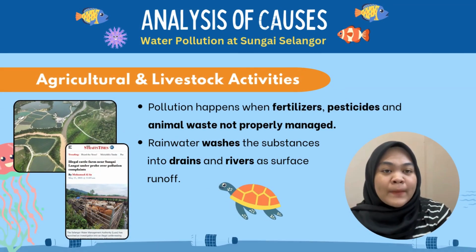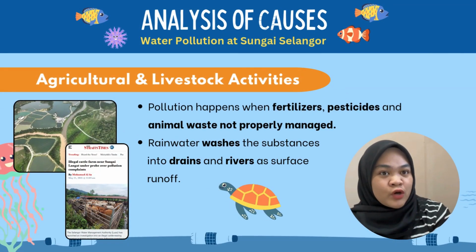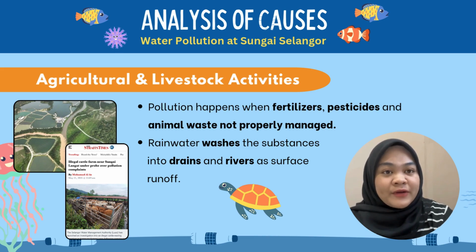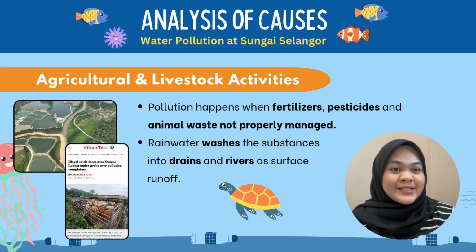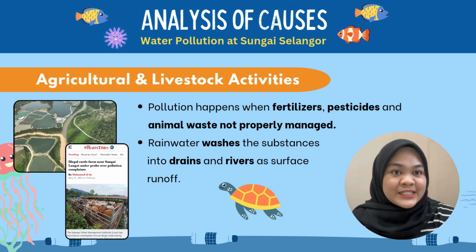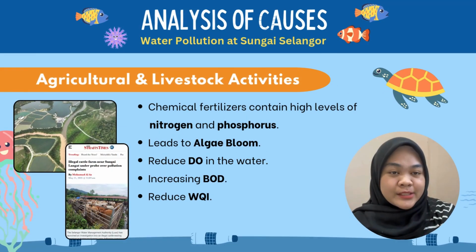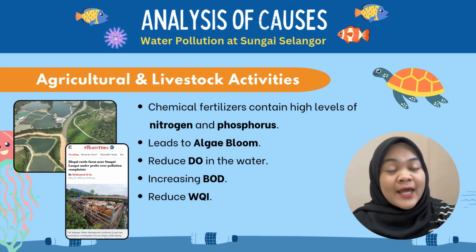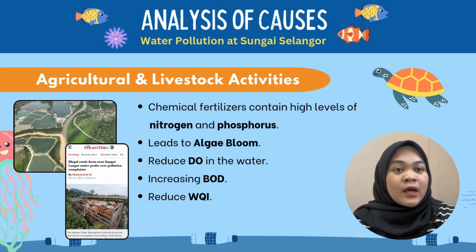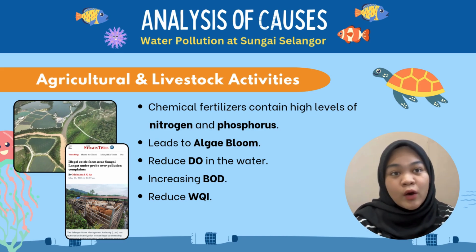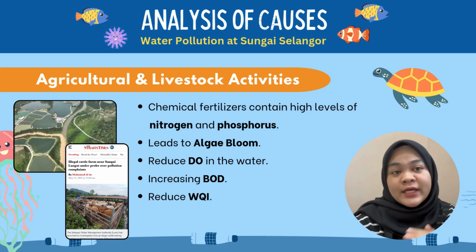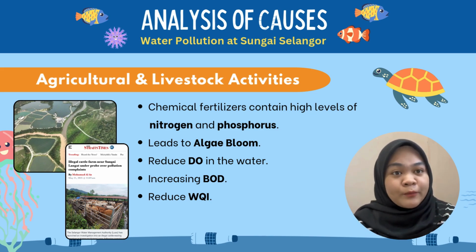Now let's move on to non-urban sources. We have agricultural and livestock activities. Pollution occurs when fertilizer, pesticide, and animal waste are not properly managed. The rainwater washes the substances into drains or rivers as surface runoff. One of the pollutants is chemical fertilizer, which contains high levels of nitrogen and phosphorus. These nutrients cause excessive algae bloom in the water. When the algae die and decompose, the process consumes oxygen, reducing DO, increasing BOD, and then lowering the WQI.